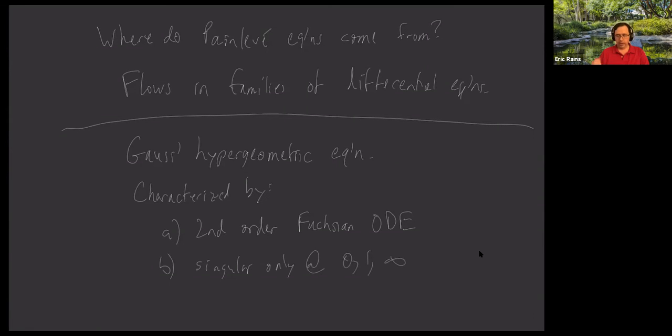So in particular, anytime somebody gives you 3 points in the complex plane, they're always going to be 0, 1, and infinity. So the singular points are 0, 1, and infinity. And it's Fuchsian. And so the only other thing we need to do to specify what the equation is locally is we specify the exponents around the singular points.